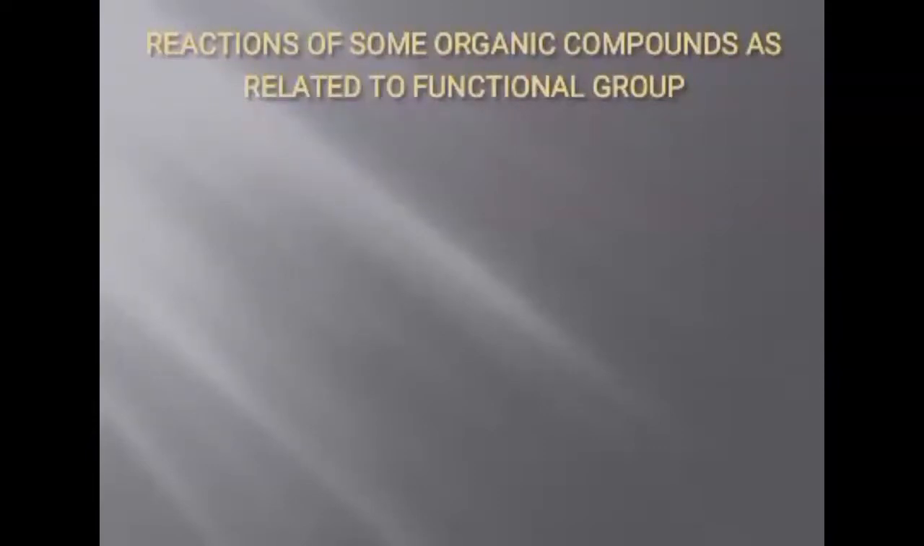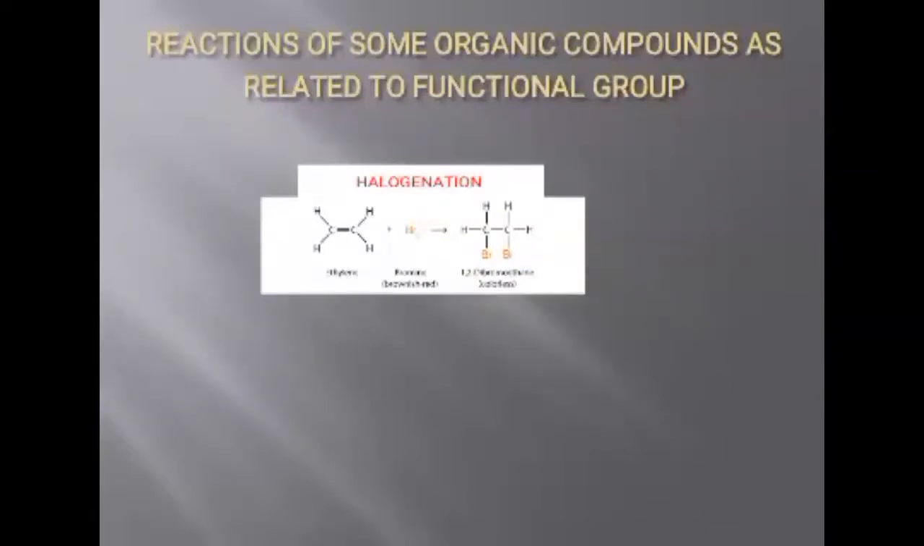I would want us to look at these reactions. You will see how functional groups are attacked for a reaction to take place, forming a new compound. If you look at the first reaction, that's halogenation. Halogenation is the addition of a halogen, which in this case is bromine, to an alkene compound.